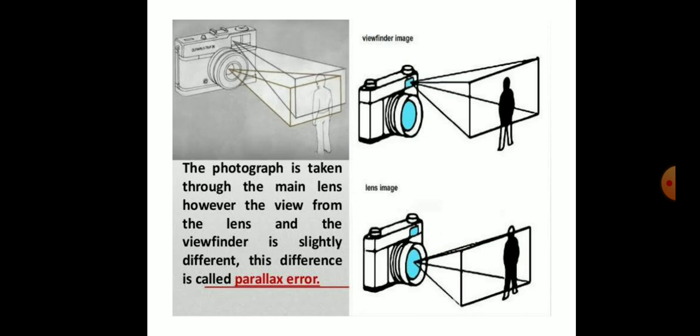Okay, over here in this image it also mentions what a parallax error is. The photograph is taken through the main lens, however the view from the lens and the viewfinder is slightly different. This difference is called a parallax error. Okay, and this usually happens in rangefinder cameras.